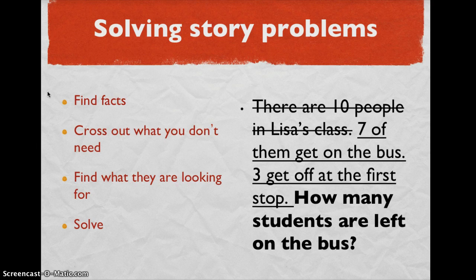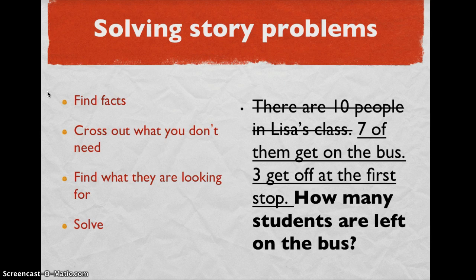In our example, the problem says, there are 10 people in Lisa's class. 7 of them get on the bus. 3 get off at the first stop. How many people are left on the bus? Let's start with the first thing. Let's underline our facts. We know that there are 10 people in the class. This is a fact. We know that there are 7 of them riding the bus. This is a fact. And we know that 3 people get off at the first stop. That is also a fact.